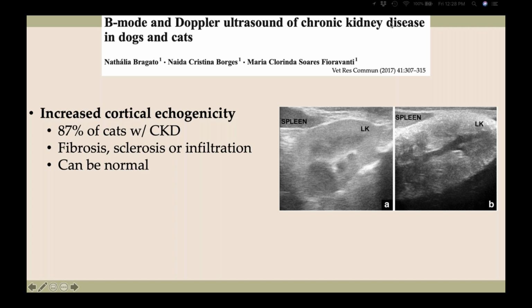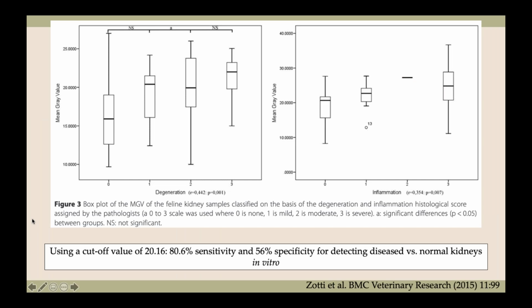So here's what's been reported for chronic kidney disease. This comes from just a couple of years ago, looking at B mode and Doppler ultrasound. What's been shown is that as cats develop CKD, there's typically increased echogenicity of the cortex. The cortex becomes more hyperechoic, likely because fibrosis or scar tissue is accumulating within. But they did report that it can still be normal appearing, though the majority of cats with CKD did have increased echogenicity. There have been papers that looked at what was considered the mean gray value, a measurement of how echogenic the cortex was.